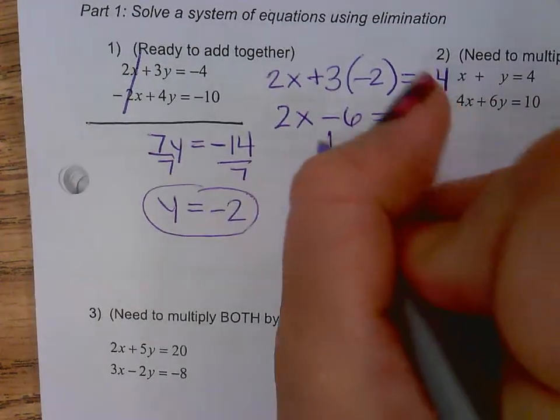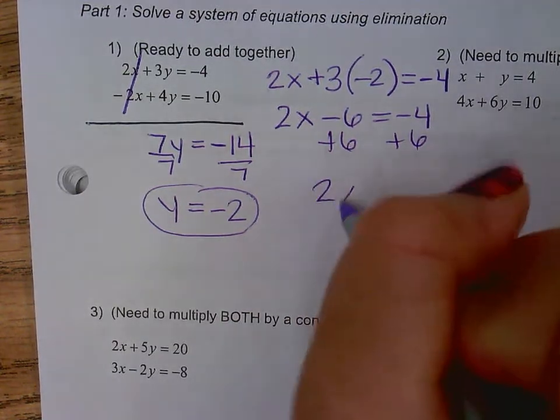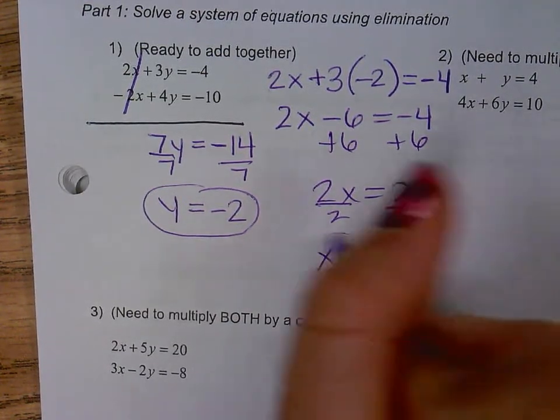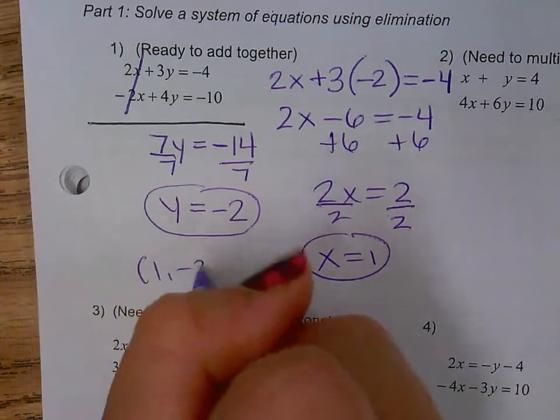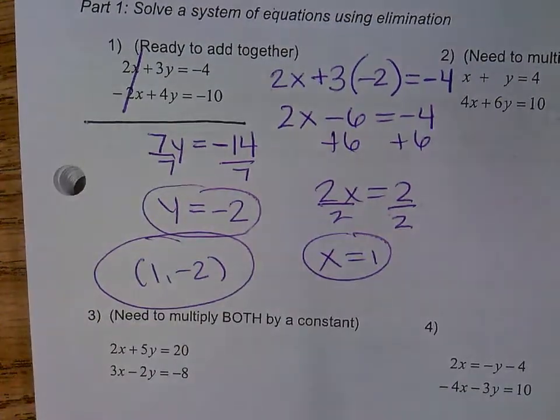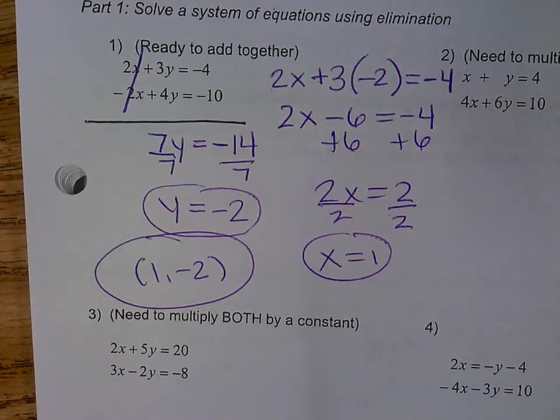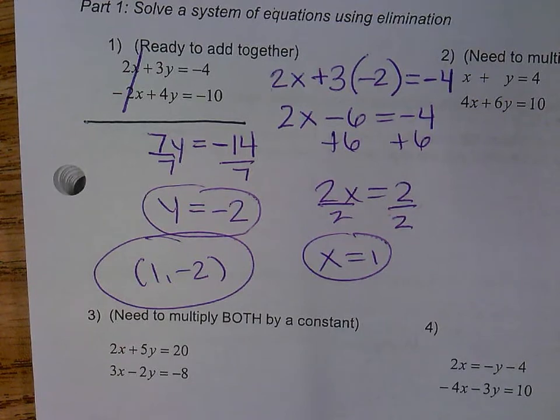Let's see. Add 6 to the other side. 2x equals 2. So x should be 1 as my final answer. (1, negative 2). This is hard algebra, guys. This is just grinding through, solving the equation, combining like terms. It's not really fun. If you wanted to check your answer, you could always plug those coordinates back into both equations and make sure they work, right?